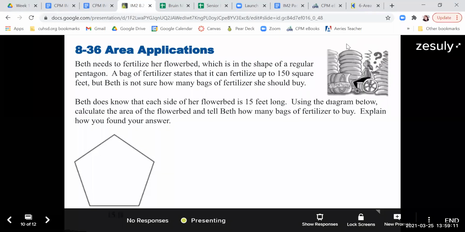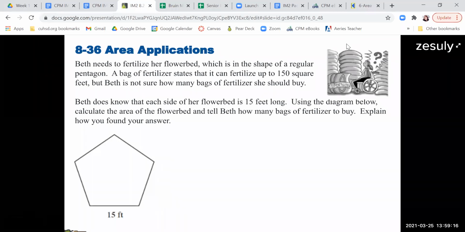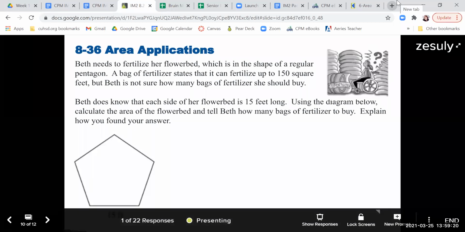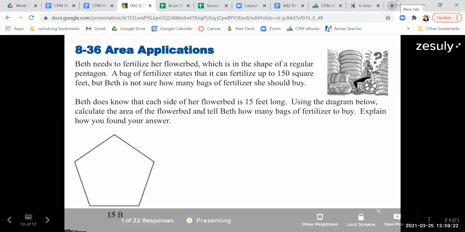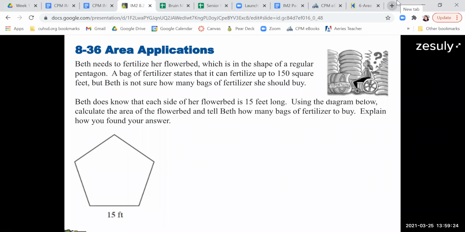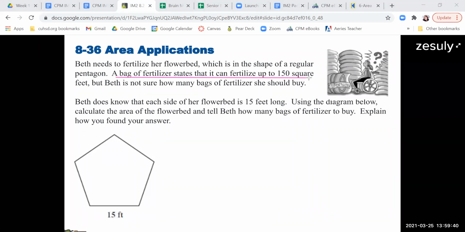Okay, so here's our last problem. So this is some lady Beth. She needs to fertilize her flower bed, which is in the shape of a regular pentagon. It's a witchy flower bed. A bag of fertilizer states that it can fertilize up to 150 square feet. This is something we're going to care about towards the end of the problem. So one bag of fertilizer is up to 150 square feet.